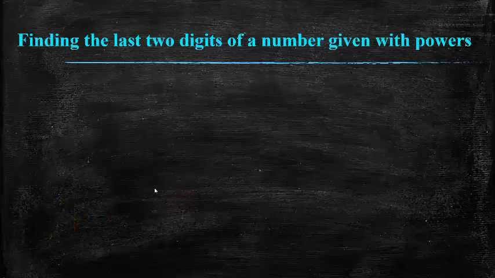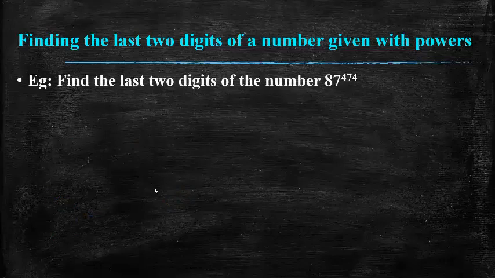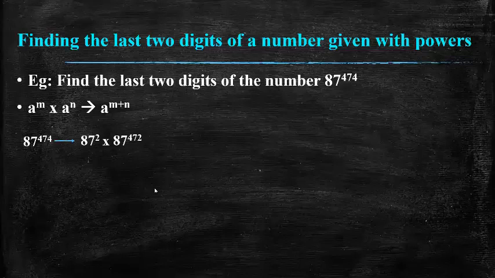Now I'm going to add another example, to find the last two digits of 87 power 474. Here I'm applying the concept that a power m into a power n is equal to a power m plus n. So I'm going to rewrite 87 power 474 as 87 square into 87 power 472. My focus is on the last two digits of 87 square, because we are going to focus only on the last two digits for our given problem.